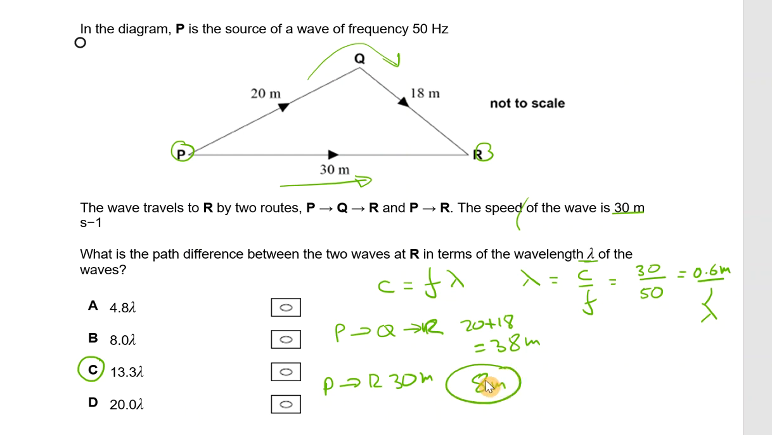The question is, how many wavelengths? Well, if one wavelength is 0.6 meters, the number of wavelengths is going to be 8 over 0.6, which is going to be 13.3 wavelengths. 13.3 lambda. Answer C.